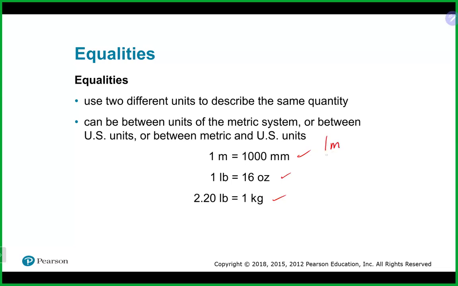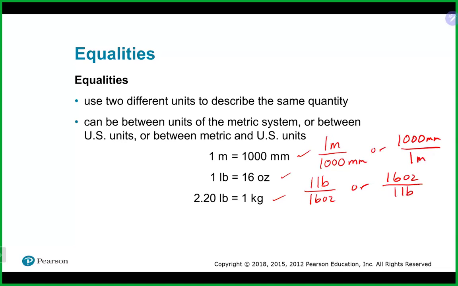We could write 1 meter on top, 1,000 millimeters on the bottom, or 1,000 millimeters over 1 meter. For the second one, we could write 1 pound up on top, 16 ounces on the bottom, or we could flip it around and use 16 ounces on top and 1 pound on the bottom. And for our bottom one there, 2.2 pounds over 1 kilogram, or 1 kilogram over 2.2 pounds.